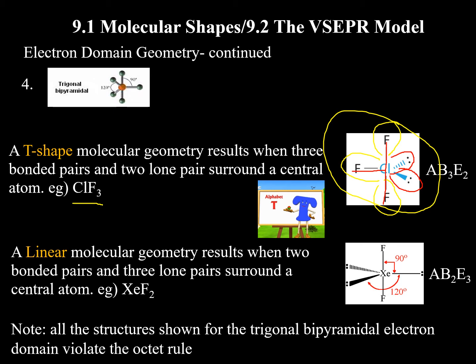The next one is linear, where we have two groups and three lone pairs: 1, 2, 3. So in this case of xenon difluoride, this would be a linear shape. The three lone pairs will space out so that the two bonds, the F, will form a linear diagram. And this is a 180-degree angle as well.